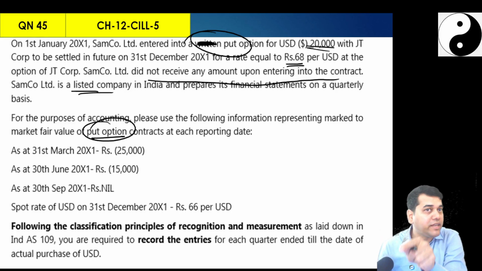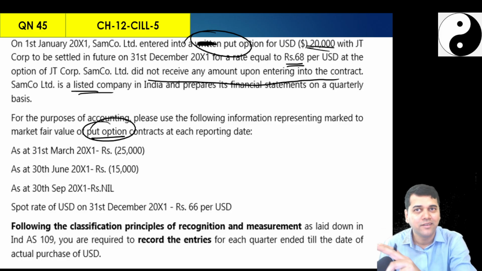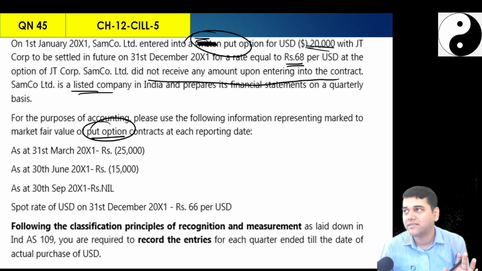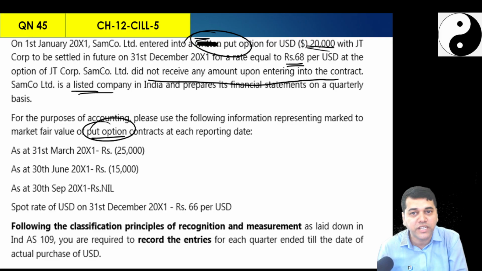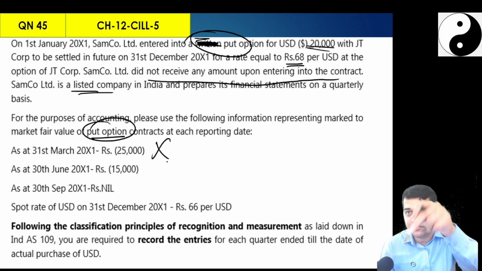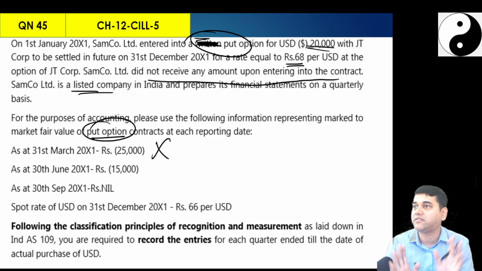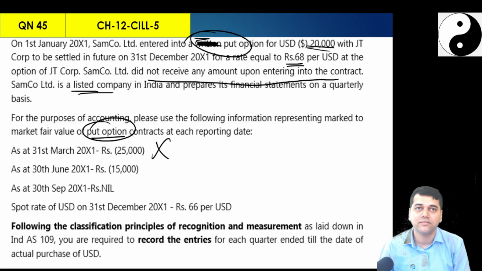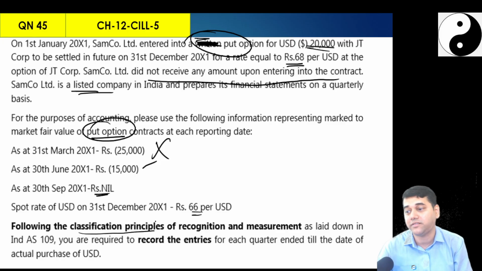So when they have given you a negative 20, same, no? Same question. If I remove the word return, the question's meaning will change totally. If I remove return, you will not pass any entry because its value is negative for you, but you will not exercise it. Now 30th September nil, that means no gain, no loss. On the last day it is 66 rupees. Following the classification principles, see, they are talking about classification, same story, of recognition and measurement, record the entries.